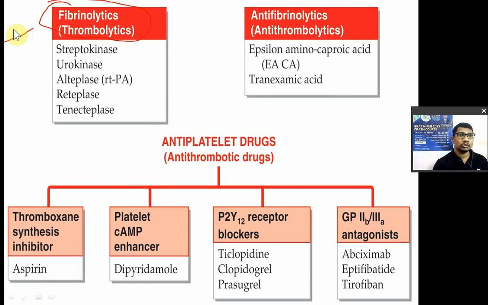Fibrinolytics or thrombolytics. So all these are the tissue plasminogen activators.